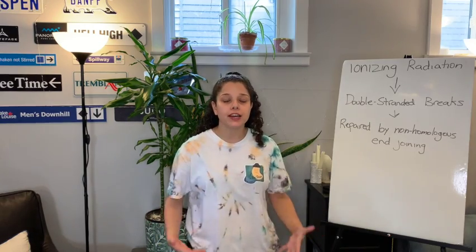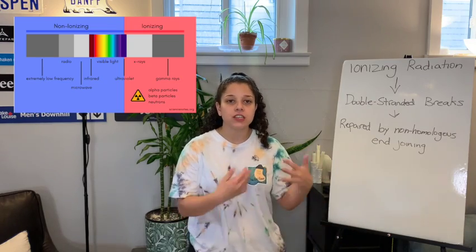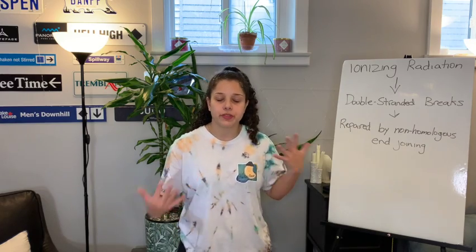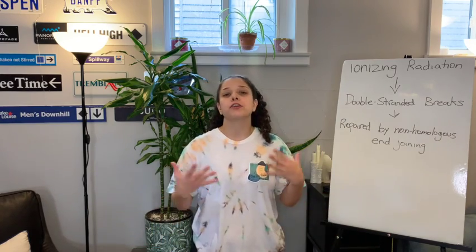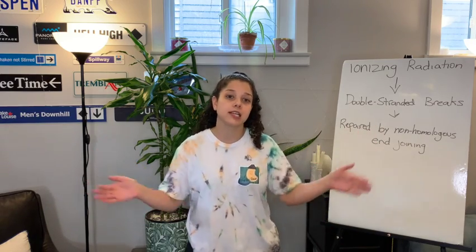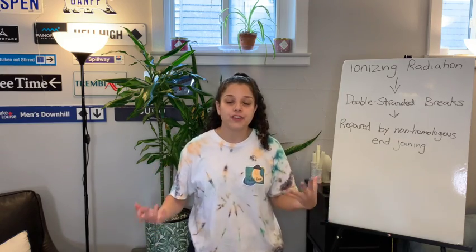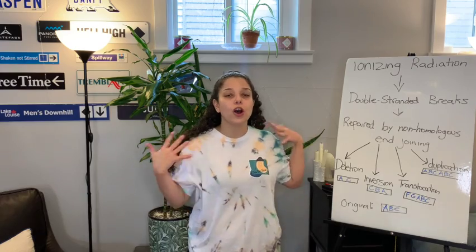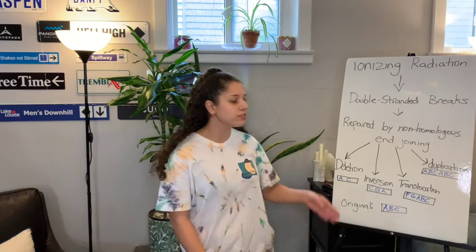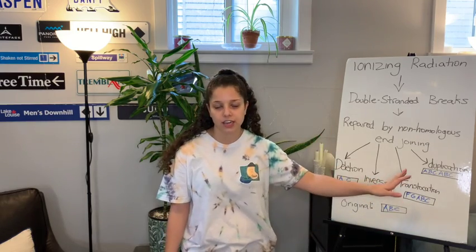So we have ionizing radiation, which is the high energy portion of the light spectrum. That can induce double-stranded breaks within the DNA, and that is repaired through non-homologous end joining. Non-homologous end joining is the slamming together of the two broken ends, and that can result in a variety of mutations. So the non-homologous end joining can result in 4 different mutations.